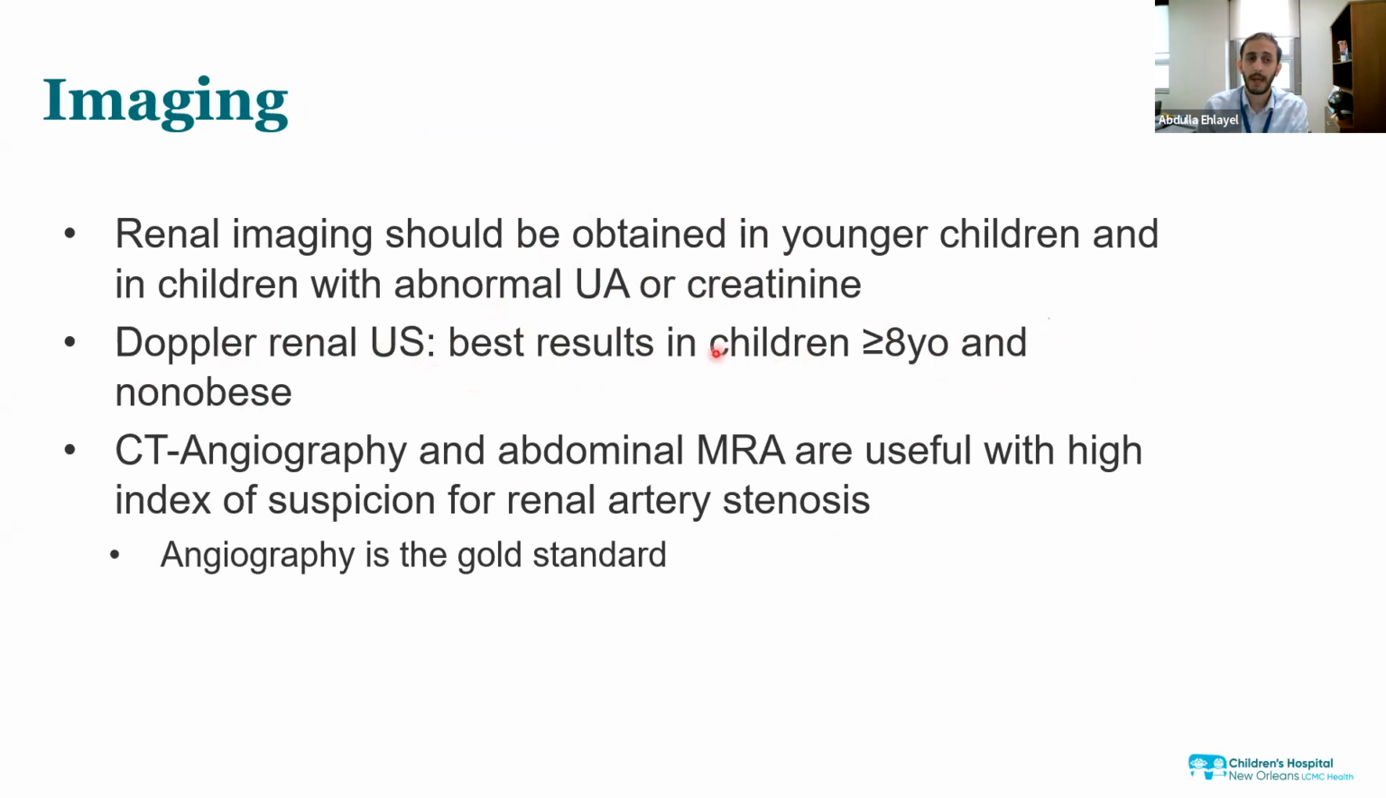Just know that Doppler has low sensitivity and good specificity. For sensitivity, approximately 50%. So you might miss 50% of patients with renal artery stenosis. If it's abnormal, it gives you the diagnosis. If the Doppler flow is accelerated, you know this patient has renal artery stenosis. But if it's normal, it does not rule out renal artery stenosis.